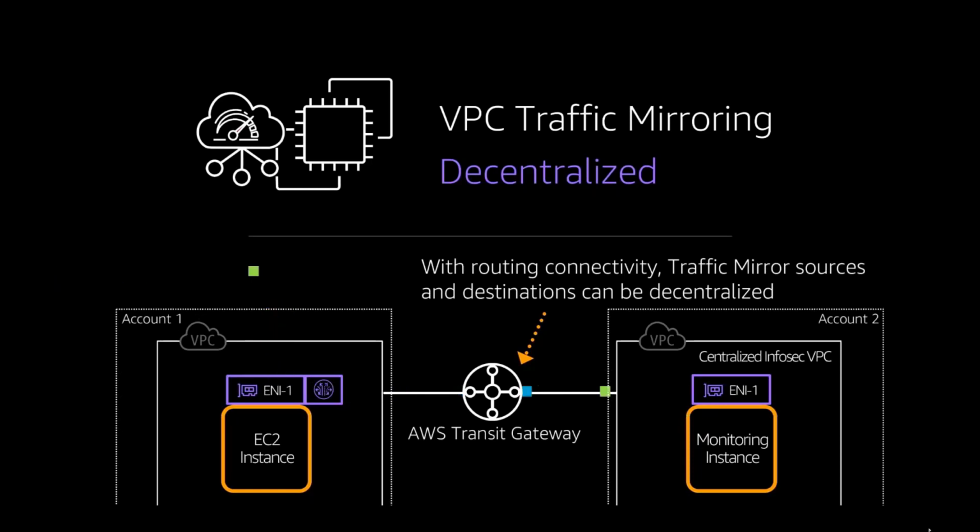You could have your source and target in two different AWS accounts if you want to. So cross-account sharing of targets is supported. You could have the source in account 1 and the destination in account 2. That's totally possible as well.